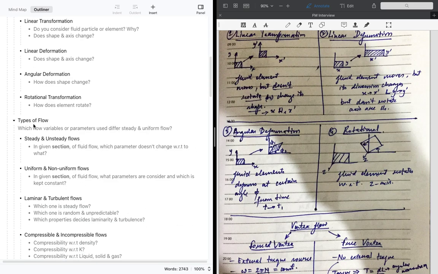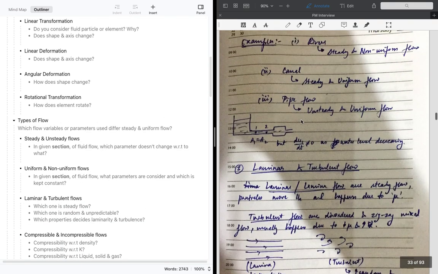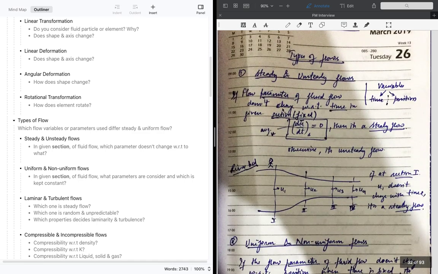So the next one is the types of flows, which we will discuss here. In types of flows, which flow variable or parameter is used to differentiate steady and uniform flow? So we'll see that. There are basically two important variables, time and position. When we are studying the types of flows, we have to recognize that if time is constant, the position is changing. If position is constant, the time is changing.